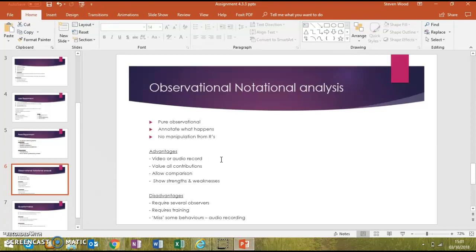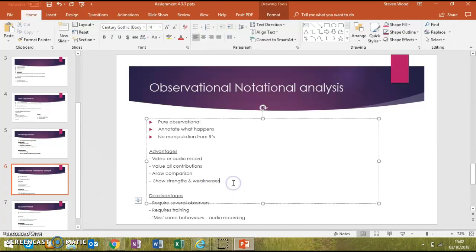So, for example, if you were to miss a contribution to a team sport, like if your team wins 3-1, initially all the credit's going to go to the striker. But if you use observational notation analysis and watch the video back, you can recall aspects of the game that maybe weren't looked at that were vital to winning that game. It also allows comparison, so if you watch the video back or have audio recorded, you can compare it to something else, and it also shows strengths and weaknesses.